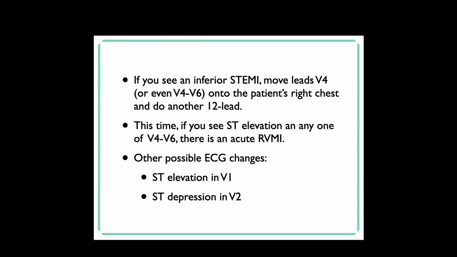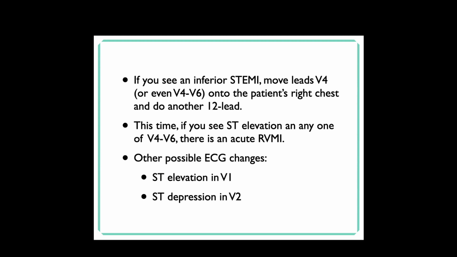Before you actually move V4 over, if you remember to do it, you can look at V1 and V2, and if there is a right-sided MI, the chances are pretty good you're going to see ST elevation in V1 and possibly ST depression in V2, okay? And if you see that combination with an inferior, you can make a bet with your partner and say, oh, I bet there's a right-sided, and there probably will be. Now, if you're going to move it anyway, this isn't so important, but it's good to know so you recognize what it means, okay?